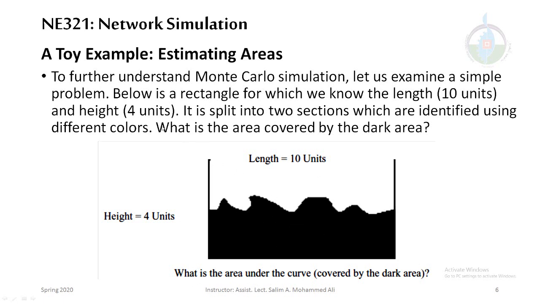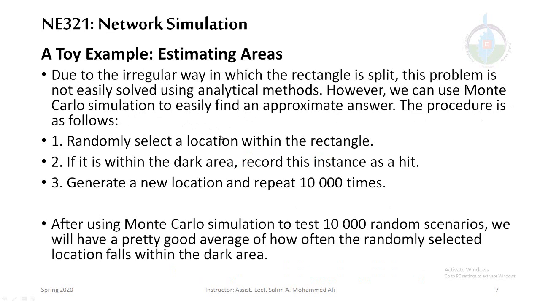To further understand Monte Carlo simulation, let us take a simple example problem. Below is a rectangle for which we know the length and height or width. It is split into two sections which are identified using different colors. What is the area covered by the dark area? The solution of this problem is easy. Due to the irregular way in which the rectangle is split, this problem is not easily solved using analytical methods.